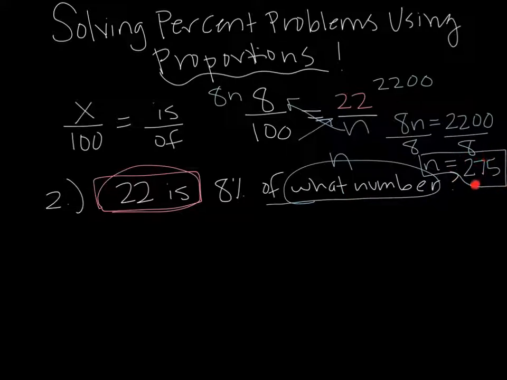So if 275 people were at the picnic and 22 of them brought drinks, that's only 8%. 22 is 8% of 275.